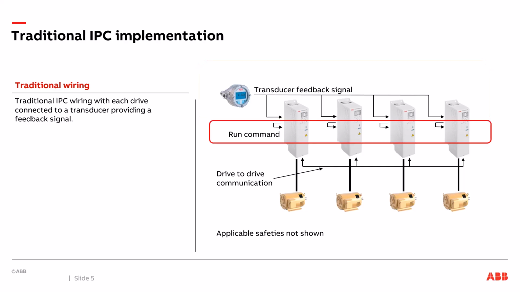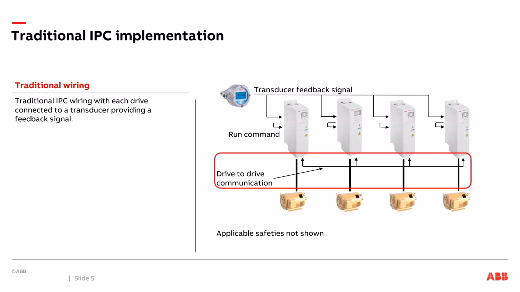Each drive also has to have its own independent run command. Sometimes this run command is actually just a jumper wire on the drive, or it could be an independent signal. Sometimes maybe even simple like a switch on a piece of machinery that would just give the drive a run command, allowing it to run if needed in the system. And then the other critical component of an intelligent pump control system, or IPC system, where it's using a transducer, is the drive-to-drive link communication, which is shown here. This is an RS-485 communication link.